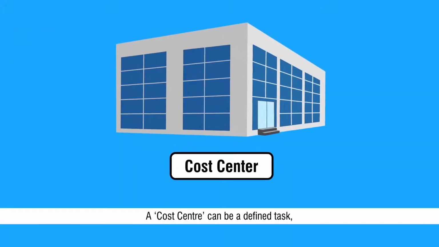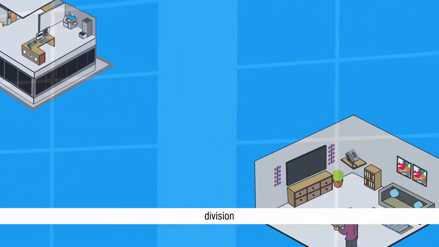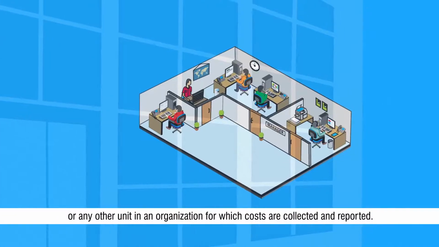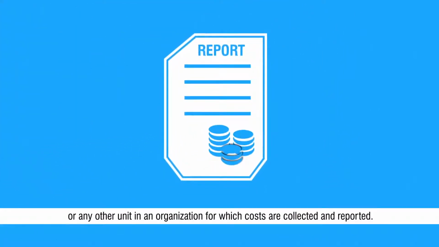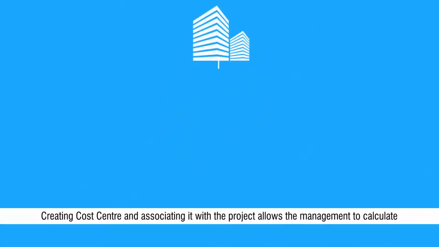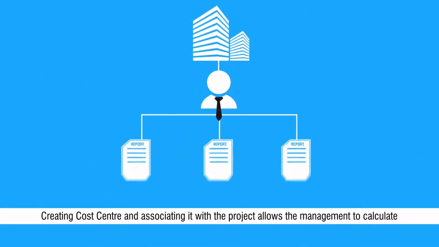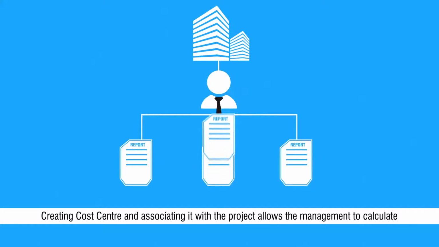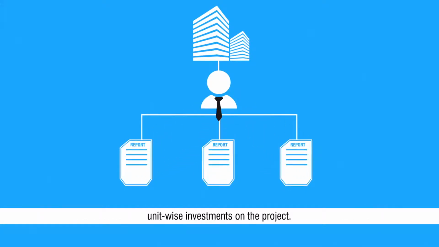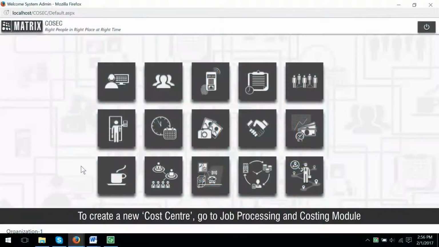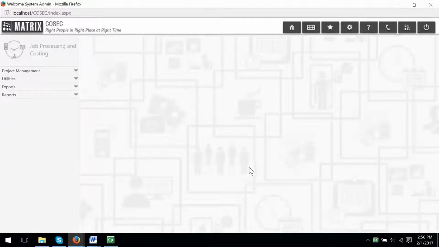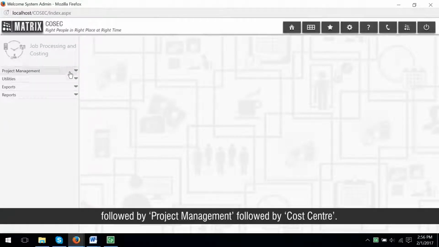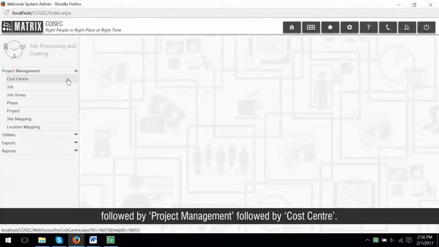A cost center can be a defined task, department, division, or any other unit in an organization for which costs are collected and reported. Creating cost center and associating it with the project allows the management to calculate unit-wise investments on the project. To create a new cost center, go to Job Processing and Costing module, followed by Project Management, followed by Cost Center.